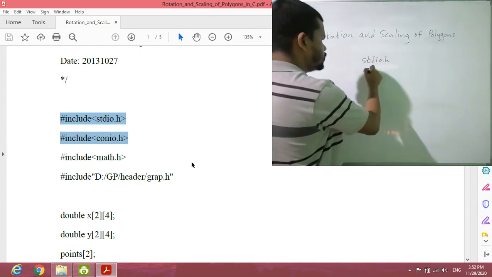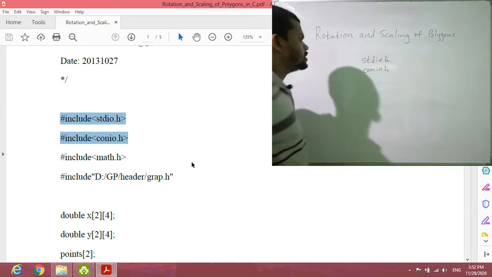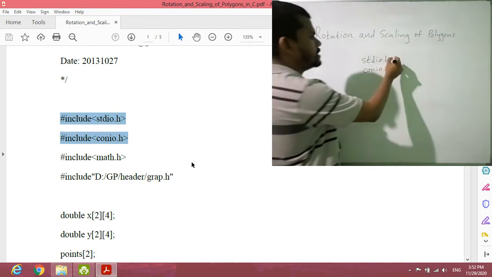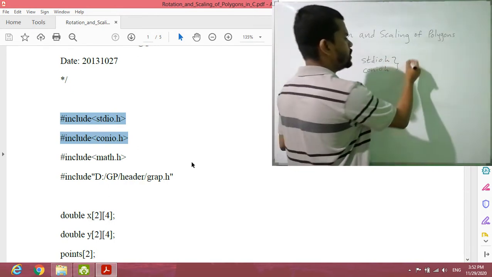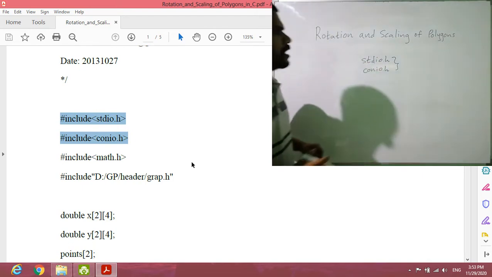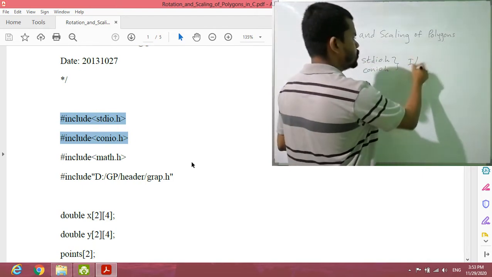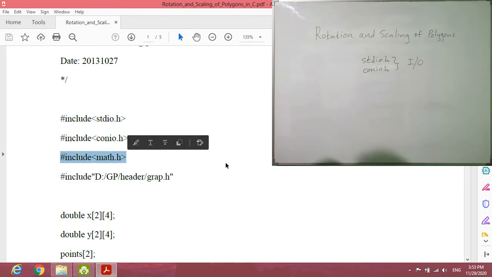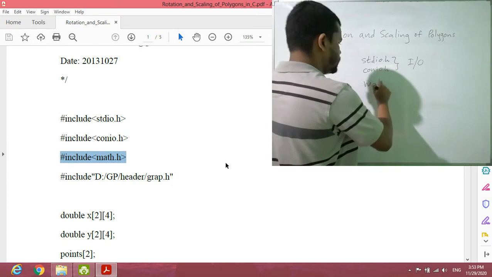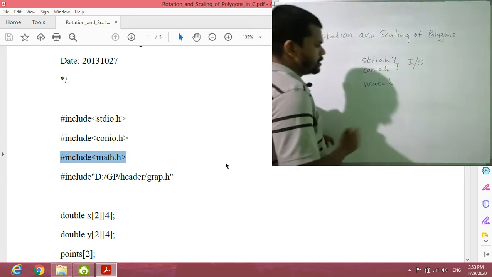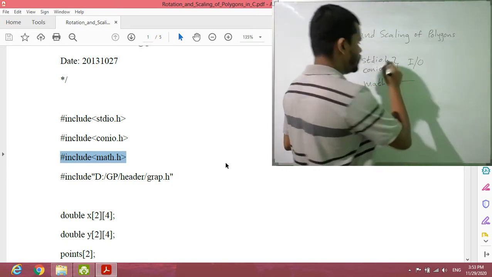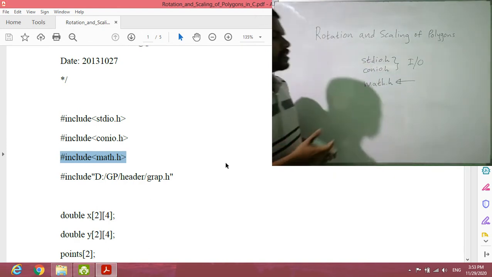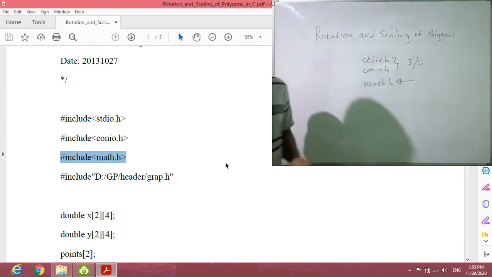stdio.h and conio.h. These two are header files. The purpose of including these two header files in our program is to include functions related to input and output. Then the next one, we include another header file, math.h. This includes mathematical functions in our program.